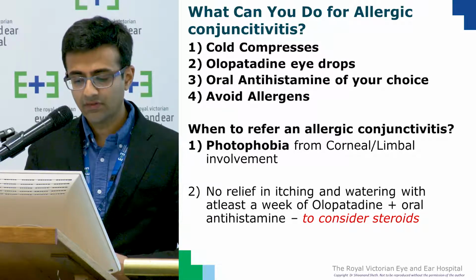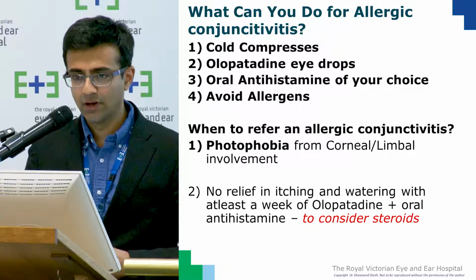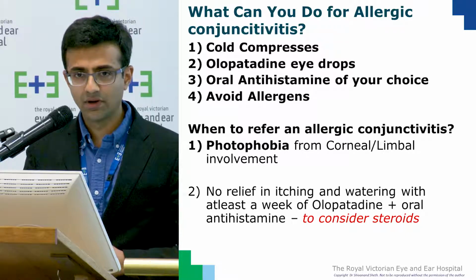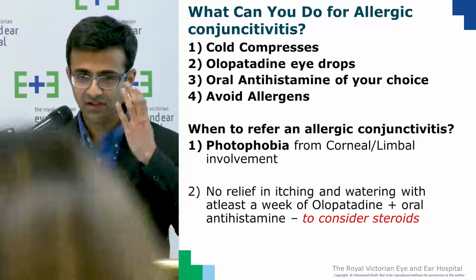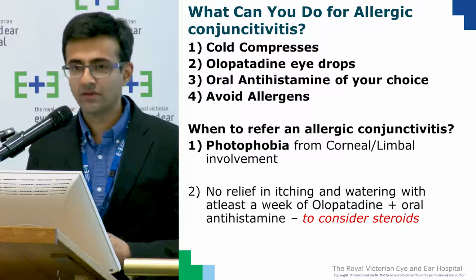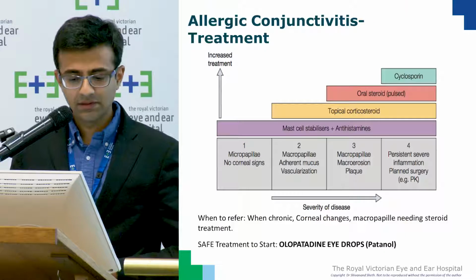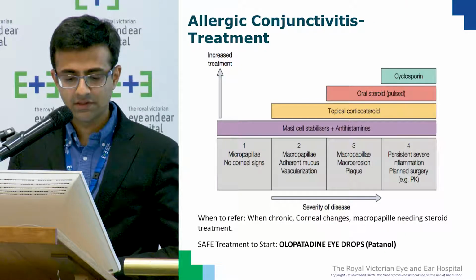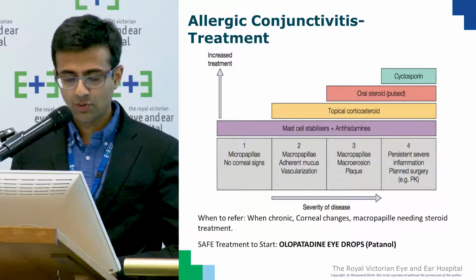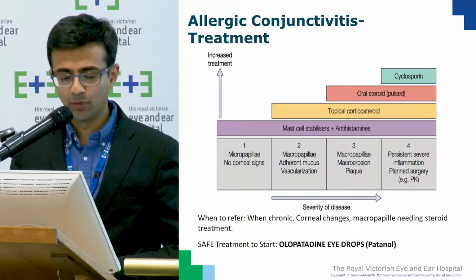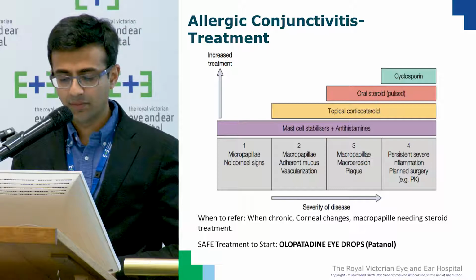So when to refer? If there's a lot of photophobia from corneal or limbal involvement, or if there's no relief in itching and watering with the trial of olopatadine, oral antihistamines, and cold compresses, and they are still quite photophobic and itchy, then sometimes they may need steroids, which is better for us to start. That's the treatment hierarchy for allergic conjunctivitis. So that's 1 to 4 as the severity, whether there's no corneal involvement and only a few papillae, versus whether their papillae are quite big and they've got a lot of inflammation.